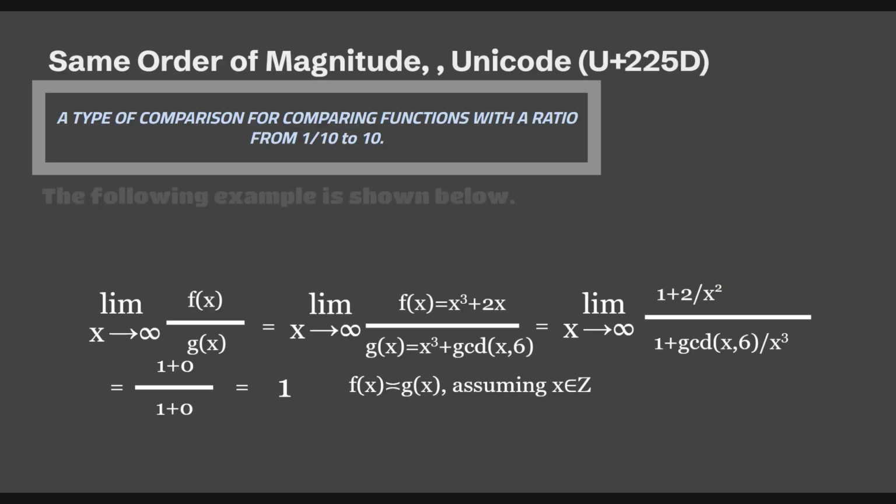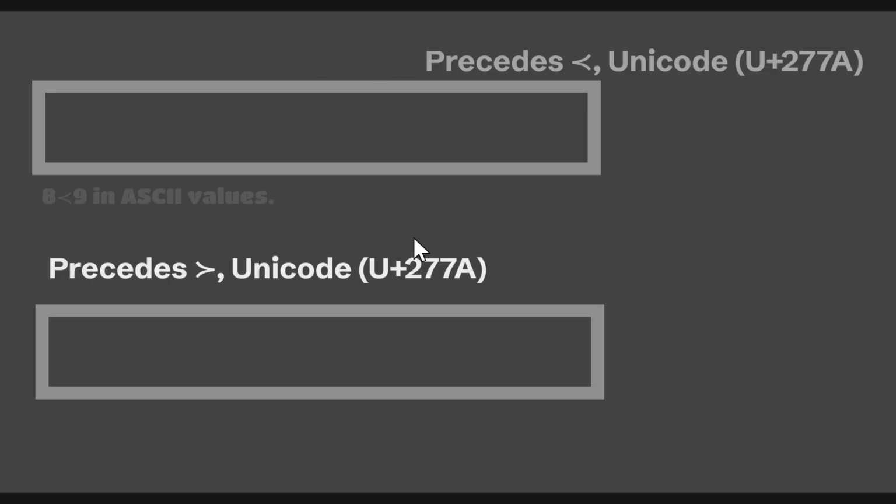Same order of magnitude denotes that functions are in the same power of 10. For example, in the limit shown, both values eventually converge to 0. They both contain an x cubed, and the constant added is not of relevance, meaning they are in the same order of magnitude. Assuming x is an integer due to the presence of the GCD function.